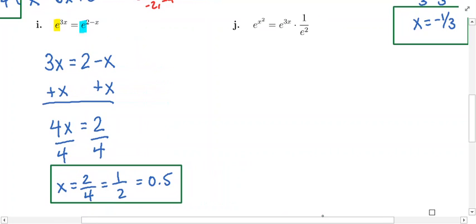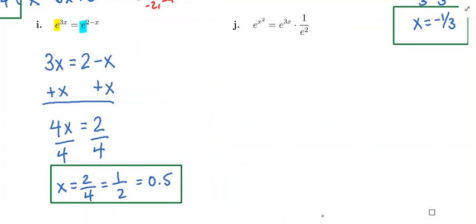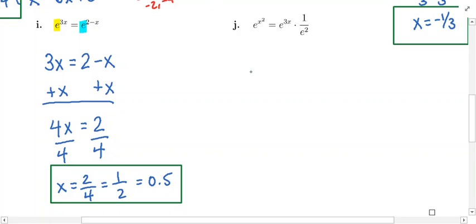A little more complicated. Still base e. We've got e raised to the x squared is equal to e raised to the 3x power times 1 over e squared. So we've got 3 pieces, all of them have base e. Again, leave e as e. Do not change it over to 2.71. Everything obviously has an e in it.